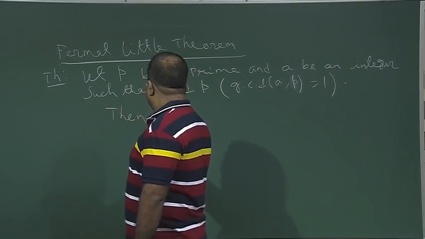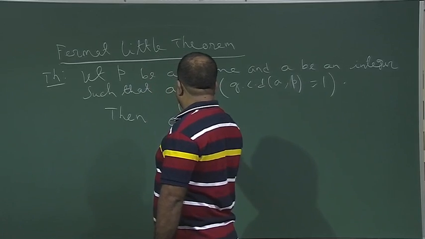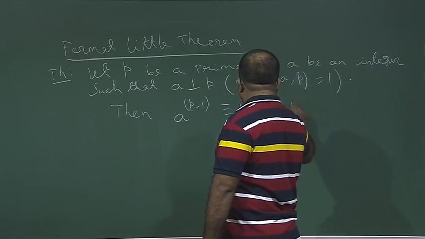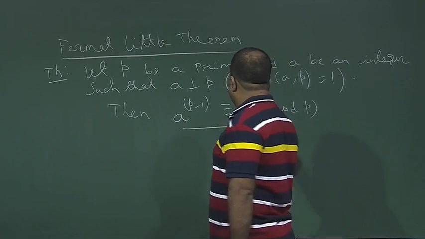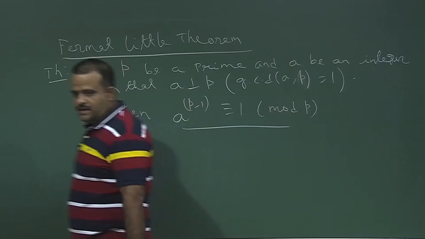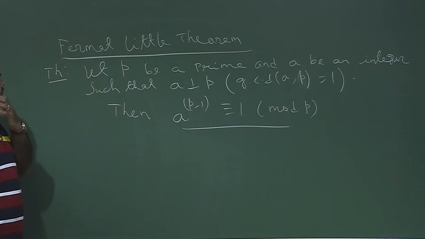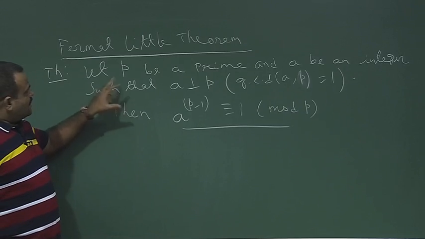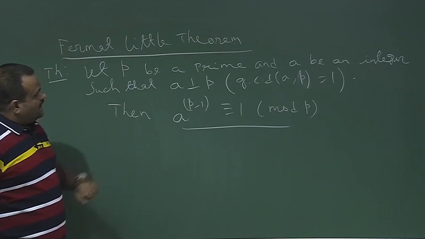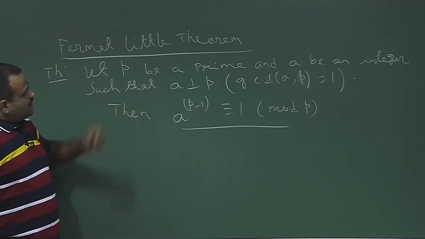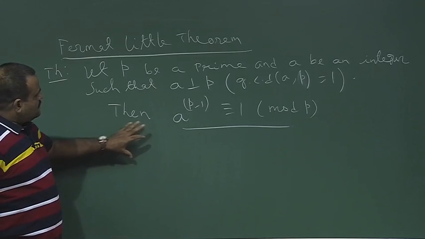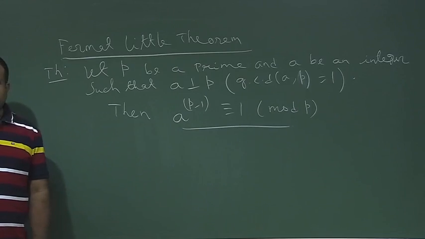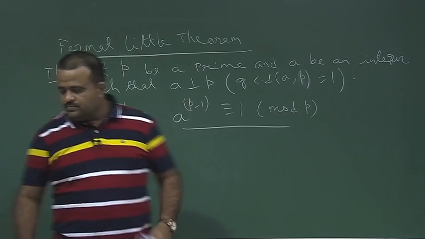Then A to the power P minus 1 is congruent to 1 mod P. Okay. So, this is the statement of this Fermat's little theorem. It is telling that if you take a prime P and if you take an integer A which is co-prime to P, then A to the power P minus 1 is congruent to 1 mod P. Okay. So, how to prove this?